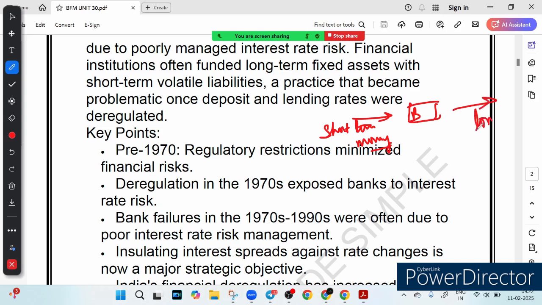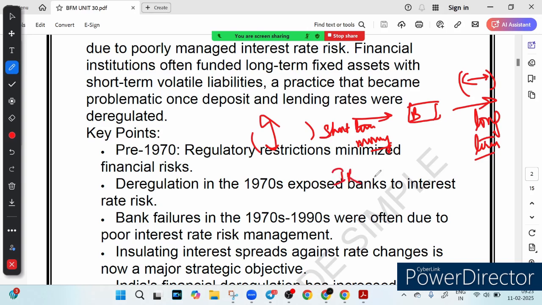But they lend for the long term, right? So they borrowed money at short term and they lent at long term. So when I say short-term money, it means it has a fluctuating interest rate, and lending for the long term at a fixed rate. So short term means the borrowing rate is fluctuating, and long term means the lending rate is fixed. So when interest rates skyrocketed, their borrowing cost went up. Suppose they lent, what was the practice?